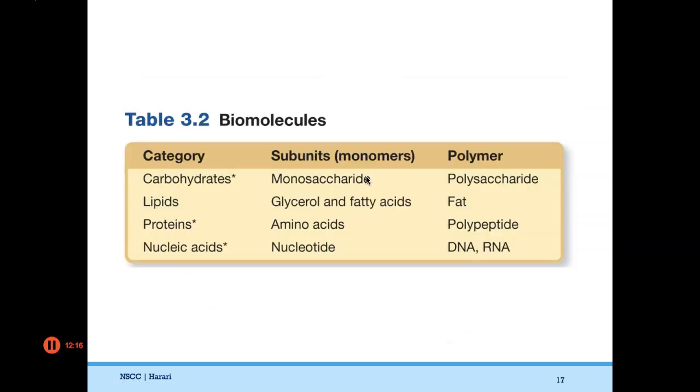So this is a good table to keep in mind. This is table 3.2. I would like you, there's actually a blank table in the back of the learning map that has each category of biomolecule and has you fill in the subunit, what is the monomer, and what are some examples. You should also know what elements are found in each category of biomolecule.